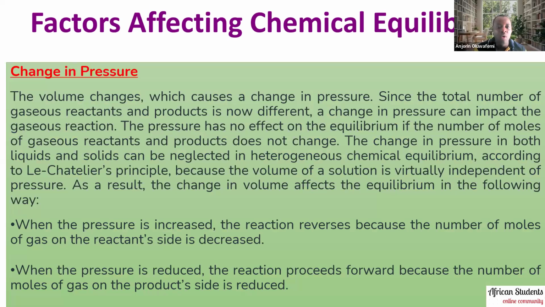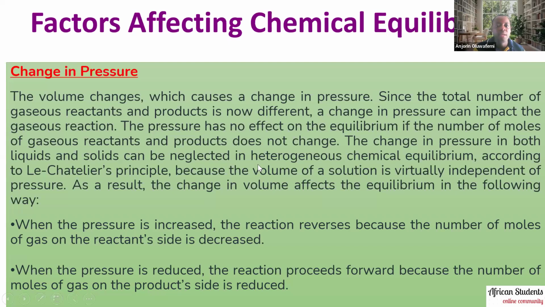Now, change in pressure, on the other hand. Let me just summarize this way and say that when pressure is increased, the reaction reverses because the number of moles of gas on the reactant side is decreased. When pressure is reduced, the reaction proceeds forward because the number of moles of gas on the product side is reduced. So that is one way in which pressure affects the chemical equilibrium.